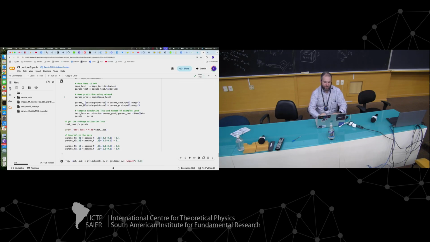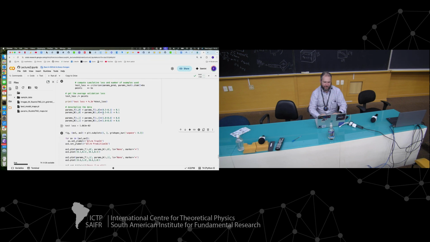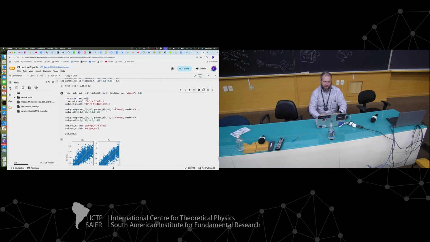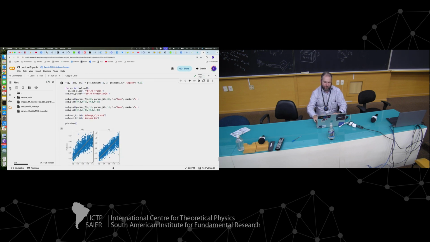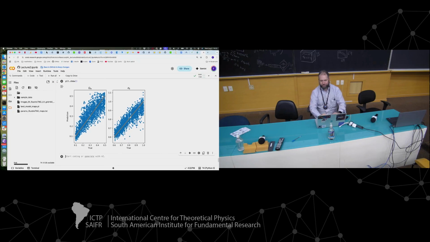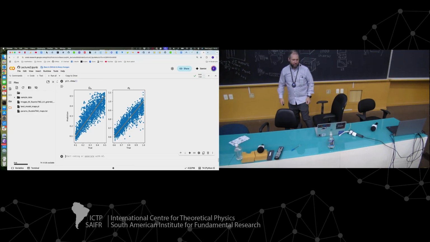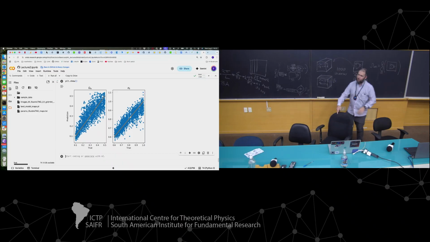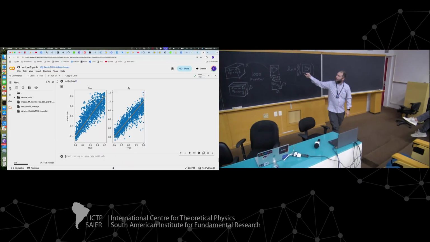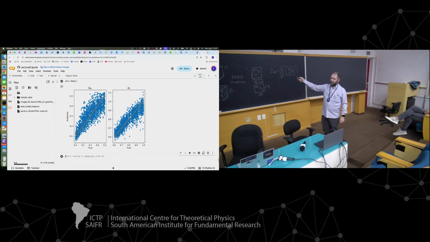So let's test the model. Okay, this should be much faster. Okay, and now what we are basically plotting here is the true versus the predicted. So let me explain what these plots are. Every point here is a map from a simulation that the network has never seen. This is omega matter, this is sigma 8, this is the true value, this is the predicted value.